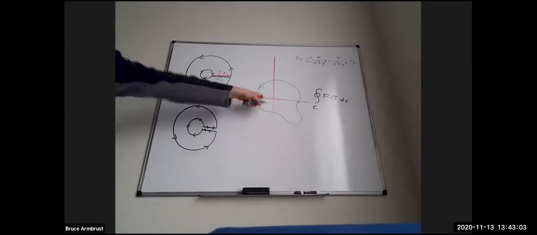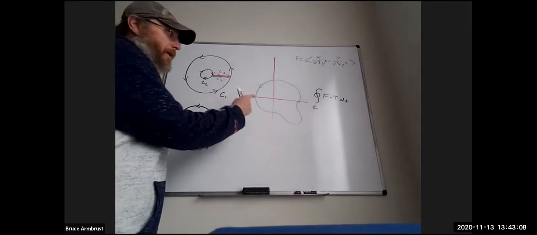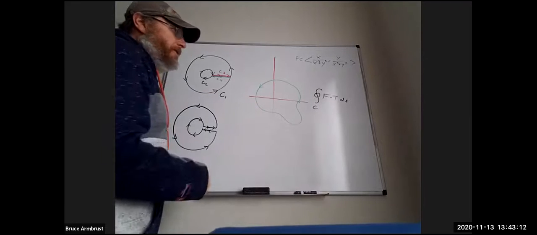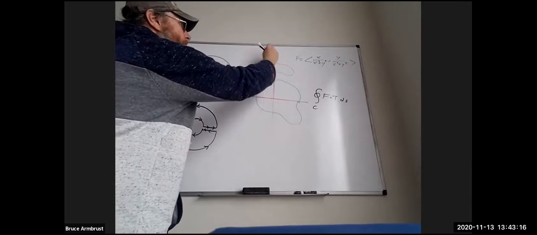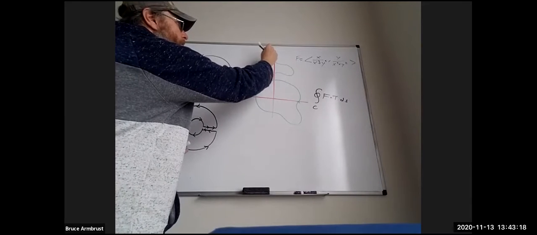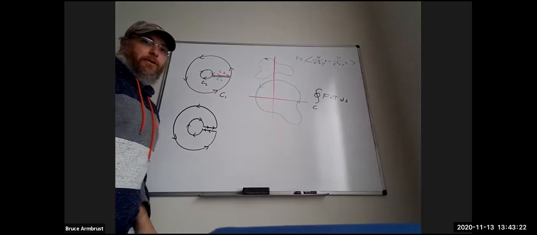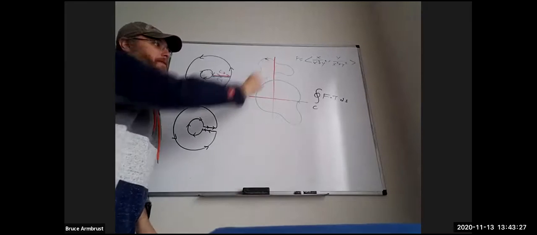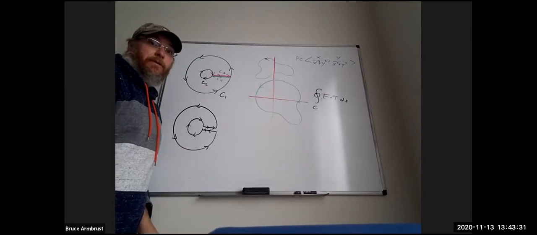If we weren't in this region, or if 0, 0 wasn't in that region, we'd be fine. If instead this was my curve, I'm good to go. I can use Green's theorem, it's totally fine. Because there isn't a problem spot in that region. But the one that I drew here, there is an issue.